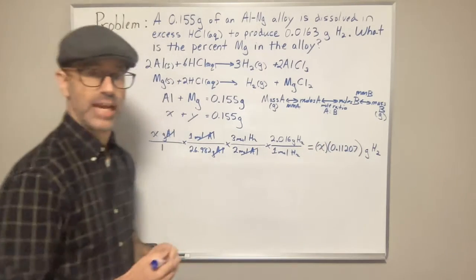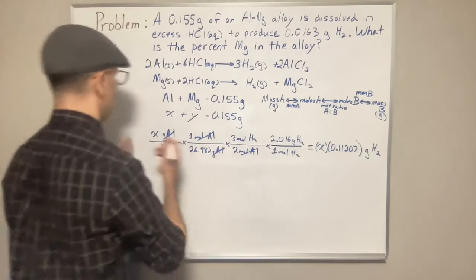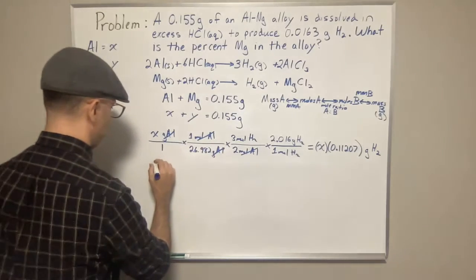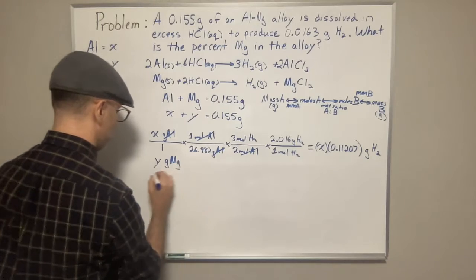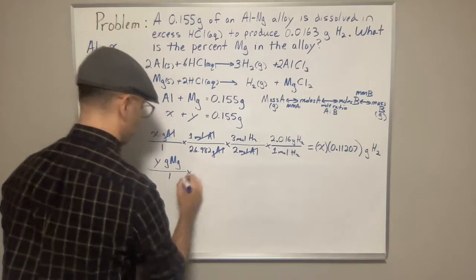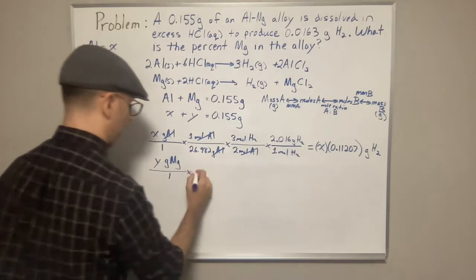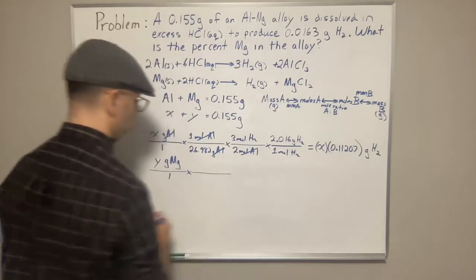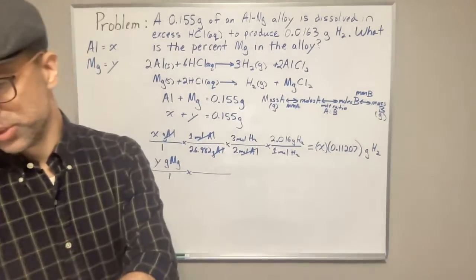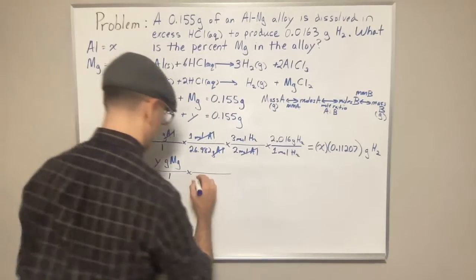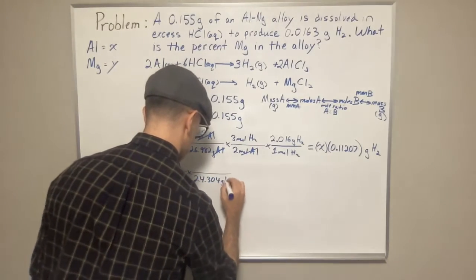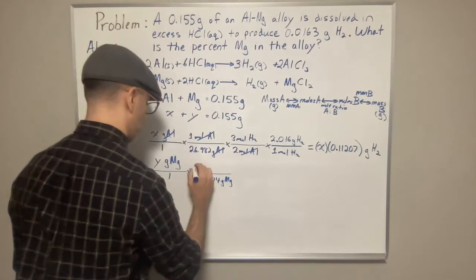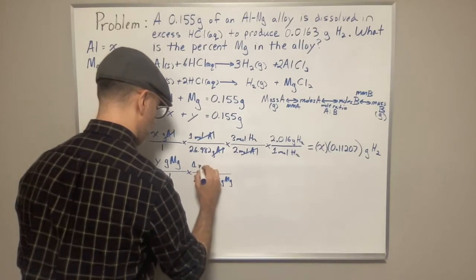Okay. And I can do the same thing for magnesium in terms of Y. So if I have Y grams of magnesium, I'm going to do the exact same thing. So I'm going to convert grams of magnesium to moles using the molar mass of magnesium, which is 24.305. So 24.305 grams of magnesium under 1 mole.